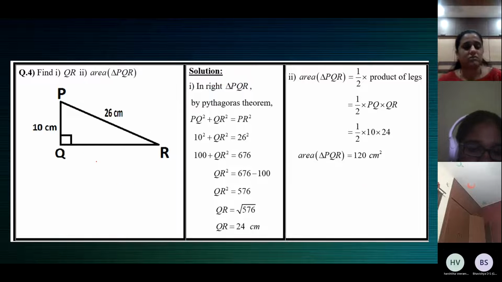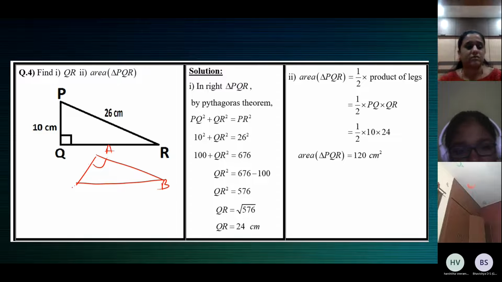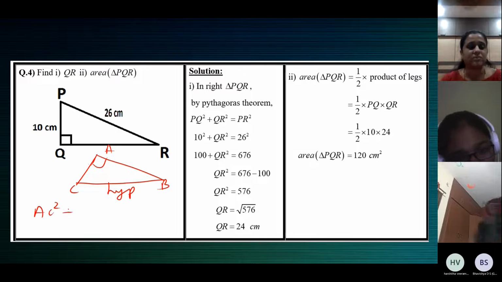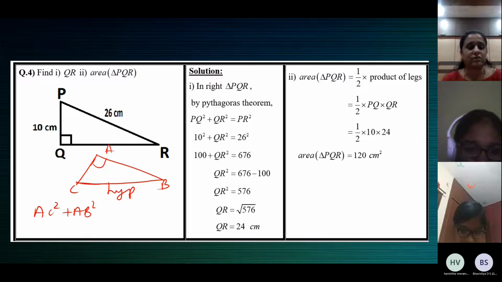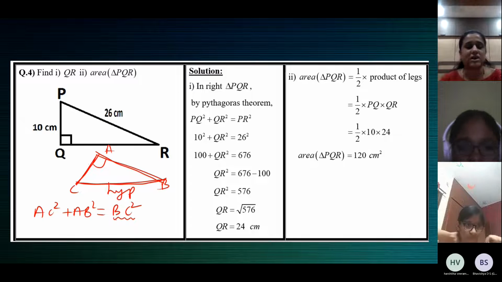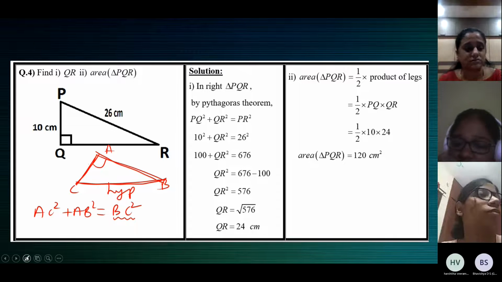Or what you can write, since this is the hypotenuse, the remaining two sides, AC square plus AB square. This is the hypotenuse. So AC square plus AB square is equal to the square on the hypotenuse, BC square. The square on the hypotenuse should be written separately, should stand alone in the LHS or RHS. Yes, got it? Yes, ma'am, understood.